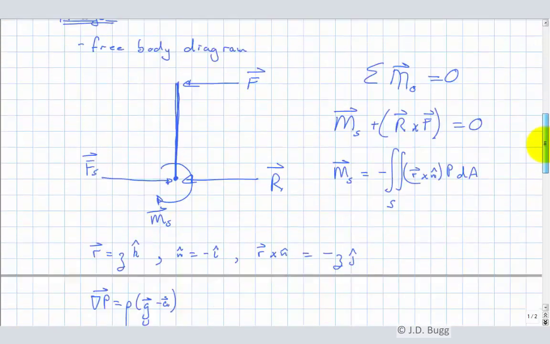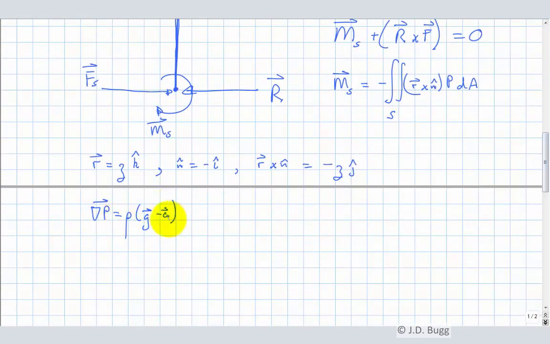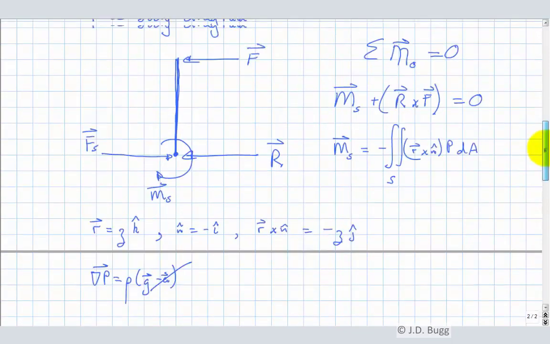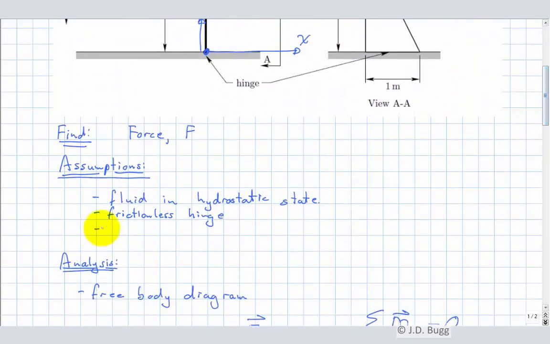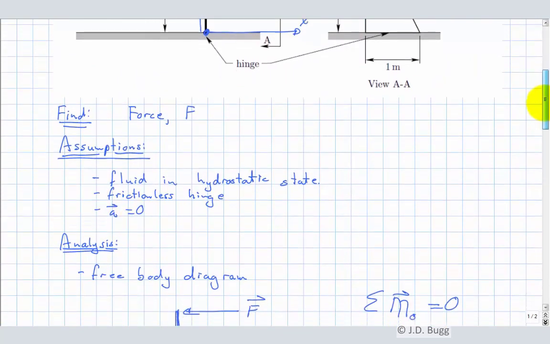So go back to work with our basic hydrostatic equation. Assuming that this thing isn't accelerating, we set the acceleration to 0. So I'll go back here and say acceleration is equal to 0. Certainly should be the case here.